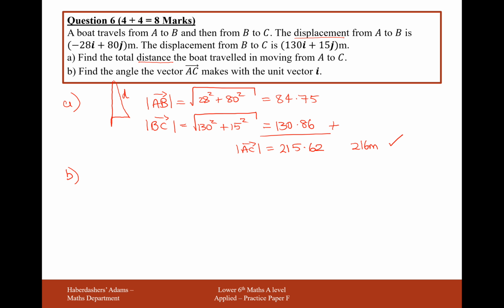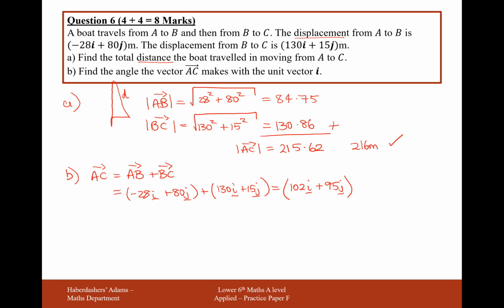Part B is find the angle the vector from A to C makes with the unit vector i. So to get the vector from A to C, we need to do the vector A to B add the vector from B to C. So we're going to add together our two vectors here. So it's minus 28i plus 80j, add on 130i plus 15j, and that's going to give us 102i plus 95j.